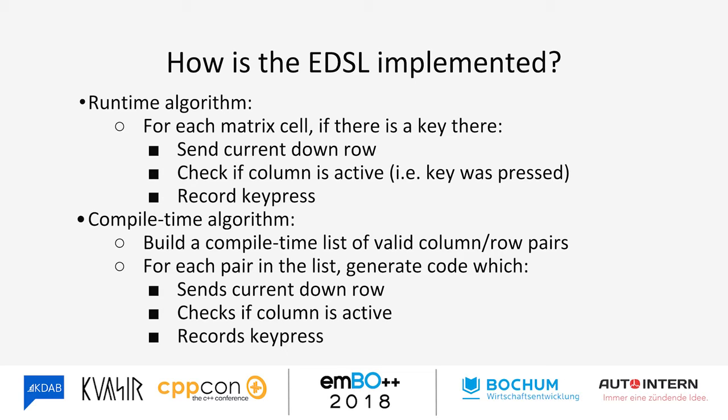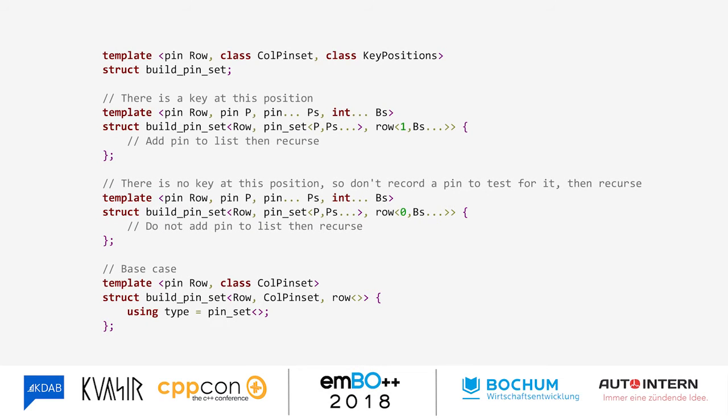So instead what I do is I build up a list of all of the valid row column pairs, the ones where there actually is a key and I know there is, and then I generate code to do all of the actual scanning of that key. So at runtime, I'm not making decisions about whether a key's there, whether a key's not there. I already know. I've just generated the code. So this is how some of the code looks for the generation.